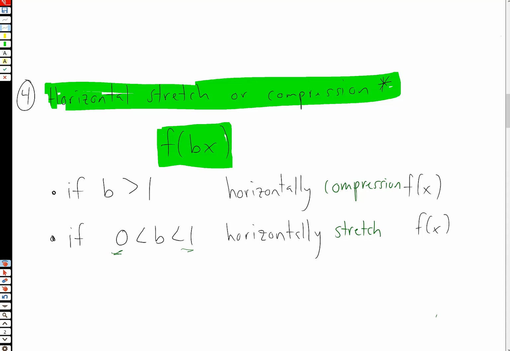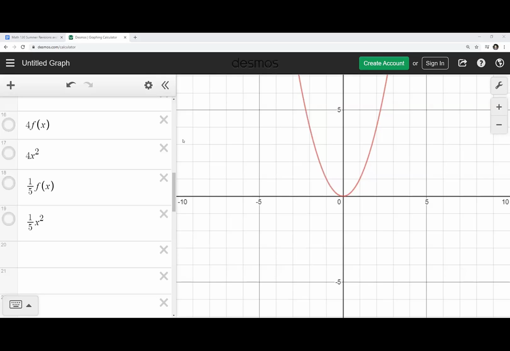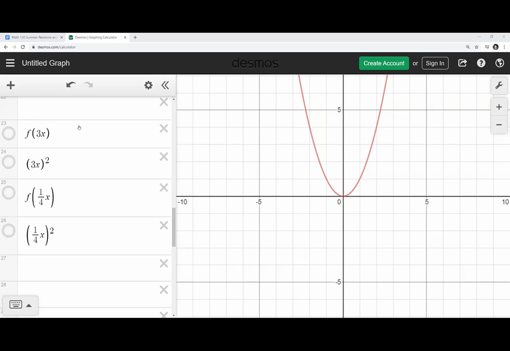Let's go back to Desmos. Notice in our first example here, we have f of 3x. So we're multiplying our input by a number that's bigger than 1. And notice what's happening to our graph. Imagine we're taking our function and smushing it horizontally, like taking a slinky and pushing it horizontally. Notice what happened to our function: it got smushed. And here's our algebraic notation for that.